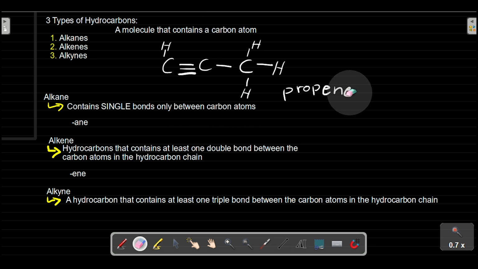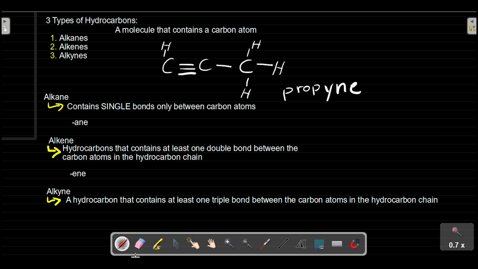And this is an example of a propyne hydrocarbon. So there you have it. That's the difference between an alkane, alkene, and alkyne. At this point, you might be wondering where the word prop comes from, and how would I know when to use the word prop?